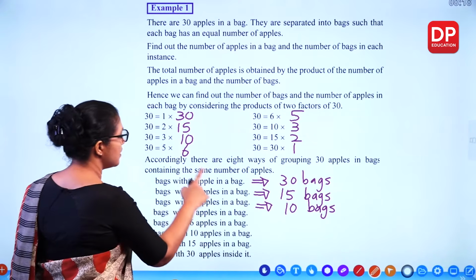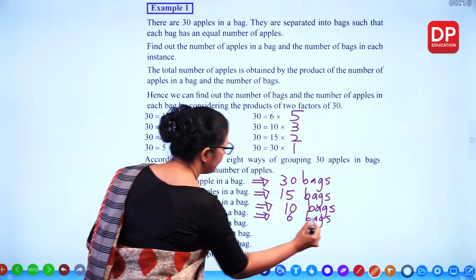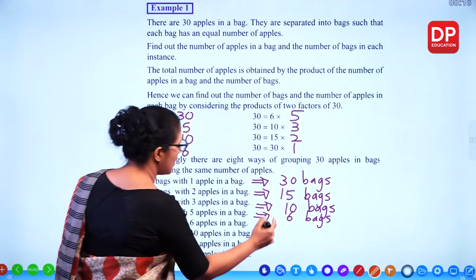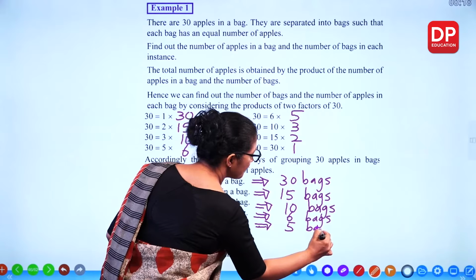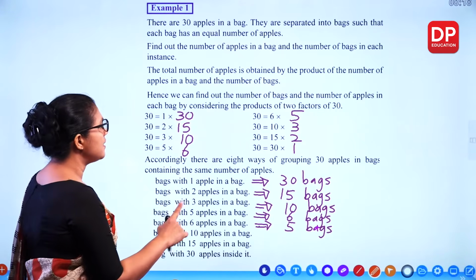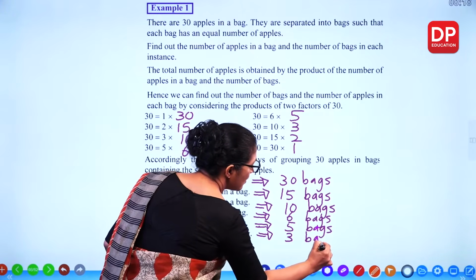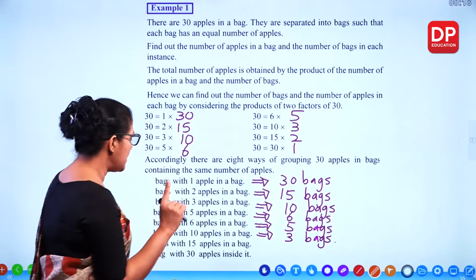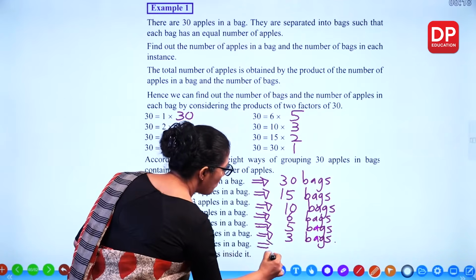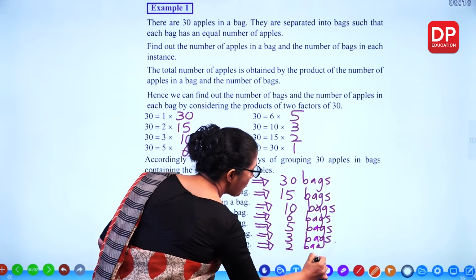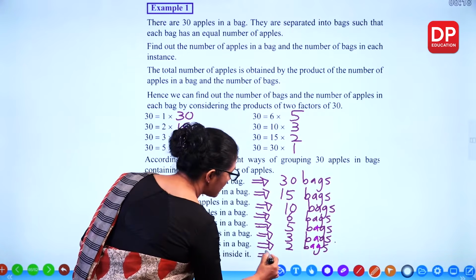And 5 times 6, so you get 6 bags. 6 times 5, so 5 bags. And 10 times 3, so 3 bags you can create with 10 apples in each. 15 apples in a bag, you can take 2 bags. And if there are 30 apples inside it, you can get 1 bag.